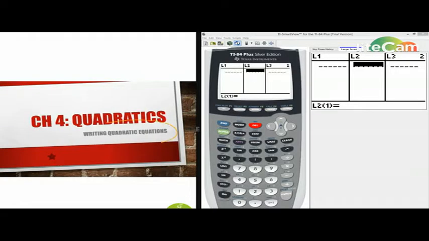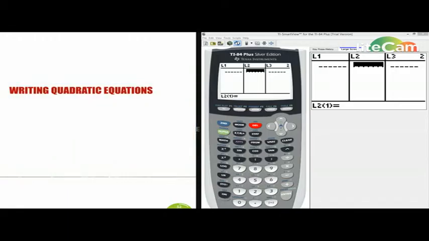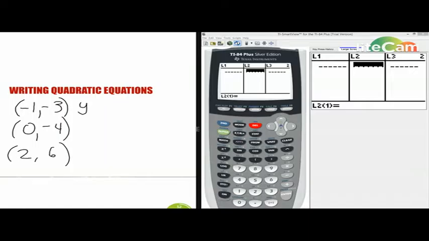Okay, today we're going to write quadratic equations. We are going to be given a set of numbers, and with that set of numbers we're told that they are on the parabola. So what we need to do is figure out what the equation is going to be, given the standard form of the equation, y equals ax squared plus bx plus c.